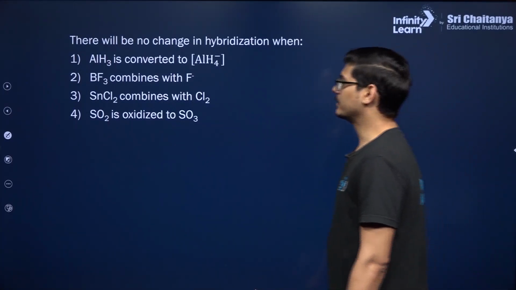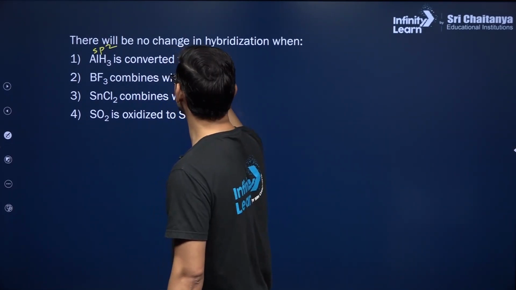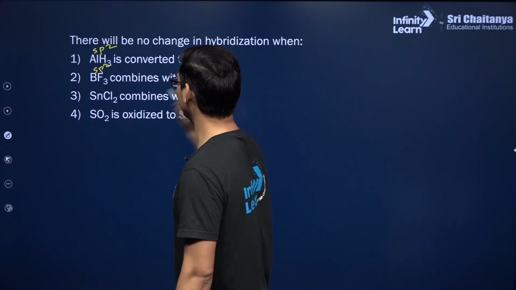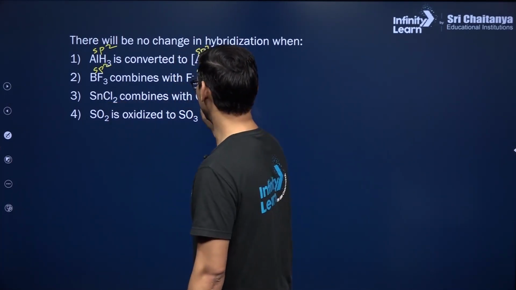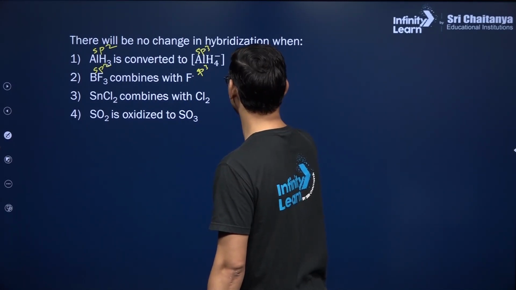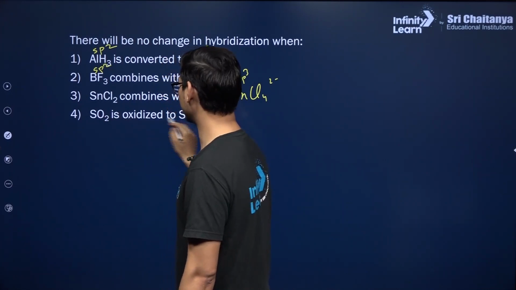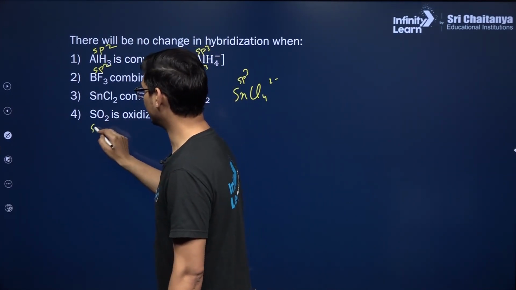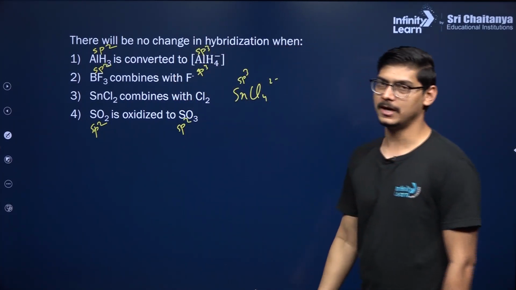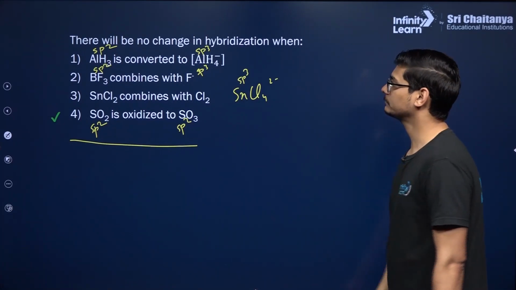There will be no change in hybridization when here aluminum is sp2, here it is sp3, this is sp2, this is sp3. SnCl2 is an ionic compound, but when it reacts with chlorine, right, SnCl4 2-, so we can say it is sp3 hybridized now, right, and SO2 is oxidized to SO3, right. So here the hybridization does not change. Both SO2 and SO3 are sp3 hybridized, so there is no change in hybridization, hence the correct answer.